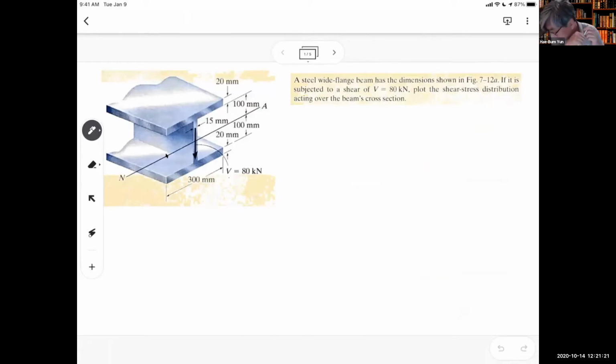We have an I-beam, but this is an I-beam for shear stress rather than for bending stress. But in the exam, you will need to know both bending and shear stress, because a beam carries both stresses, right? Shear and bending. So we have an I-beam.